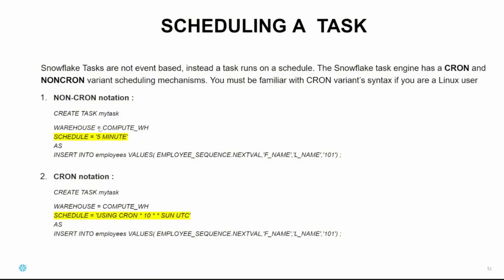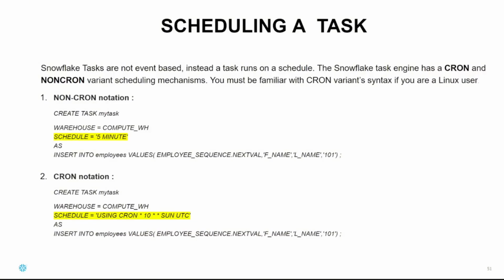So if your schedule is hard coded to run every 1 minute, 5 minutes, 10 minutes, or 1 hour or 2 hours, then that's a non-cron expression. In the cron expression, if you want to run your task at a specific time in a day or on a week, then you can use a cron expression over here. So if your schedule uses a cron expression, then that is a cron notation through which you can schedule a task.